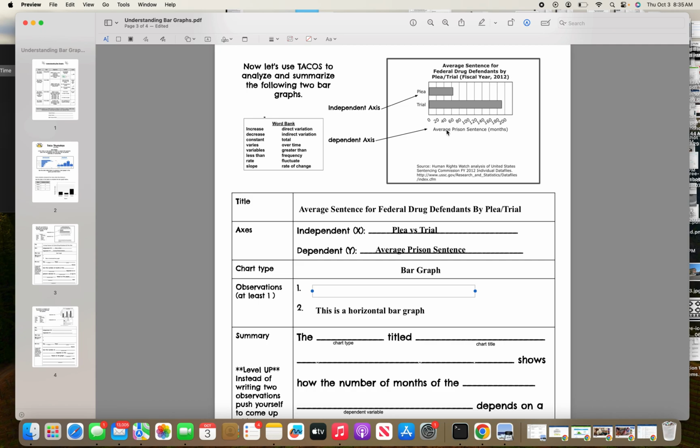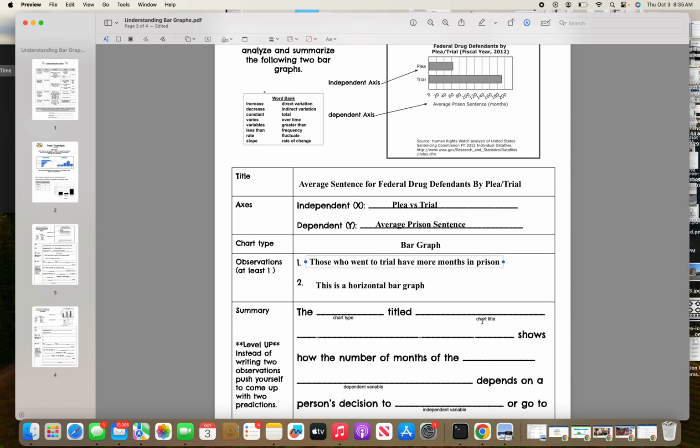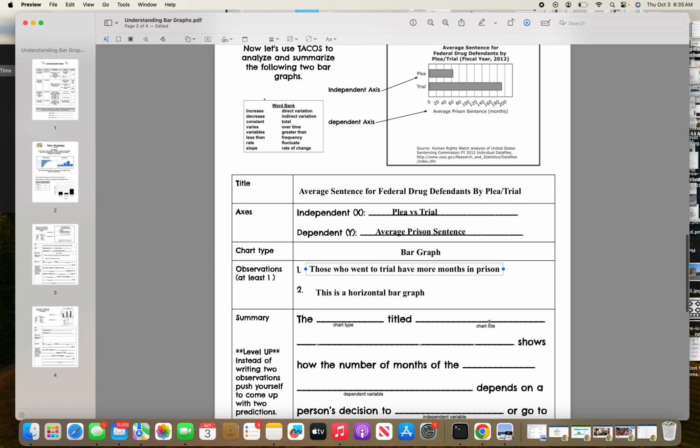All right. Well, which bar? We have two categories: plea or trial. Which one served the most time on average? Plea or trial? Well, obviously the trial. Okay. So let's go ahead and write that down as one of our observations. Those who went to trial have more months in prison. Okay. So those are our two observations. There are many other observations that we can look at, but let's just go with those two for right now.